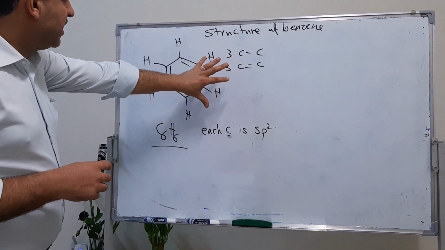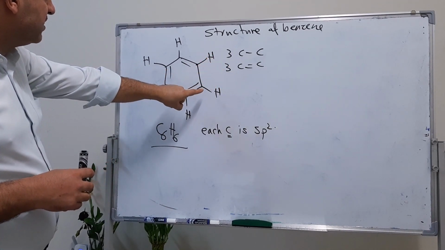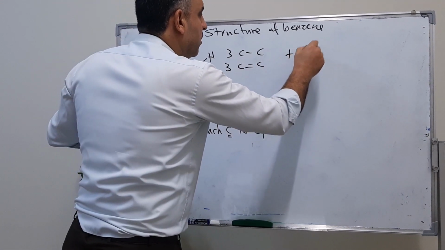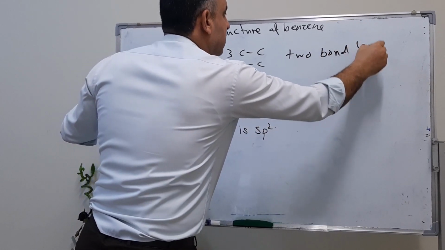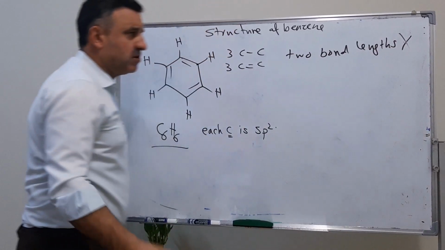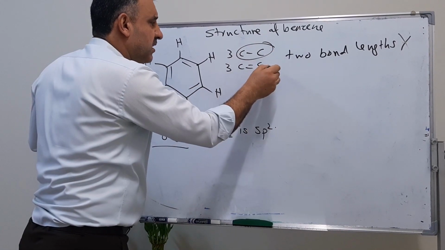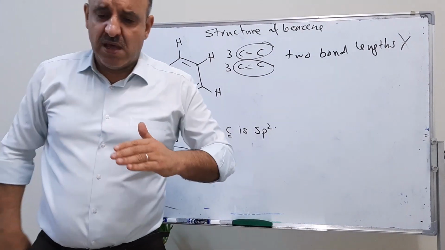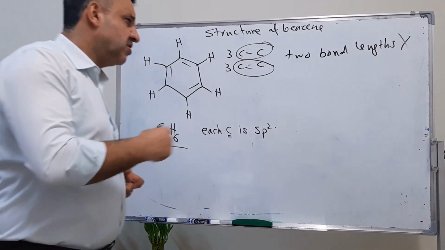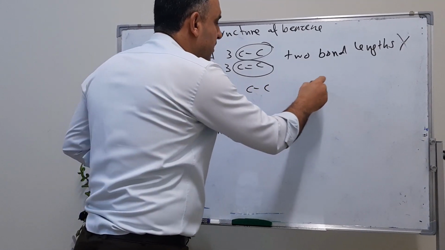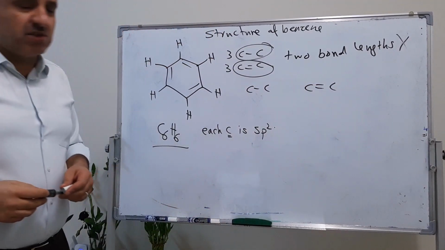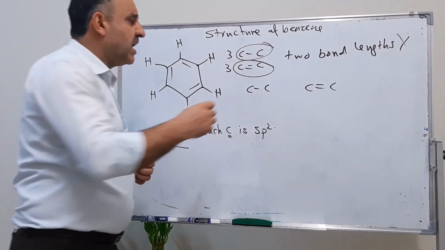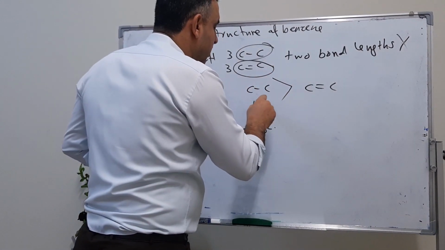Now, which means actually, in this case here, if we consider it like that, we have 2 different bond lengths, which is not true, because of course the single bond length is different than the carbon-carbon double bond length. Which one is shorter? Which one is longer? Carbon-carbon single bond or carbon-carbon double bond? Which one is longer? It's carbon-carbon single. Carbon-carbon single is the longer bond.